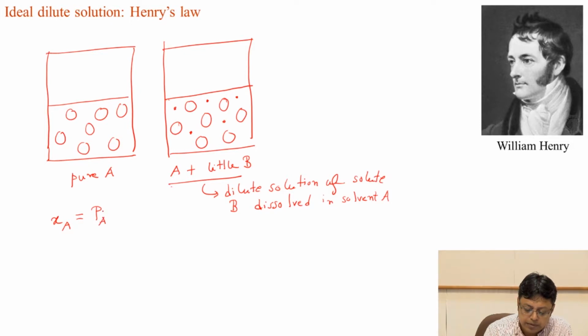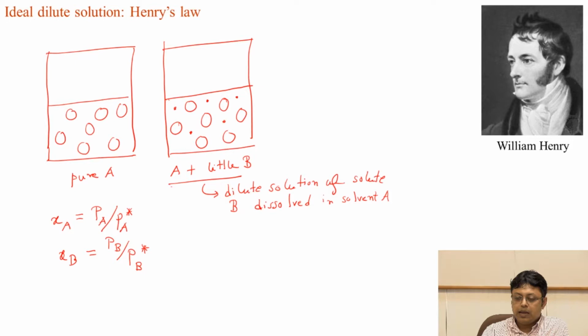XA is nothing but the partial pressure of A, or we can write it in this way, PA by PA star. Similarly for XB, Raoult's law also says that if we follow the same equation, it will be PB by PB star.